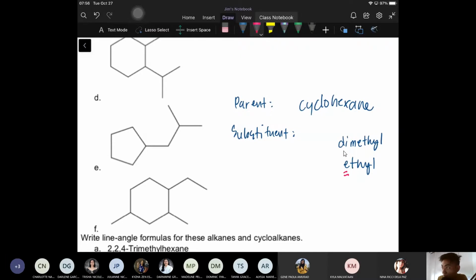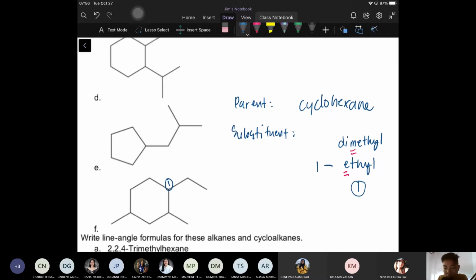So, hindi natin uunahin yung di. Hindi natin papansinin yan. So, M yung papansinin natin. Okay? So, ethyl muna. This will come first, no? Before the dimethyl. So, I will give this locant number 1.